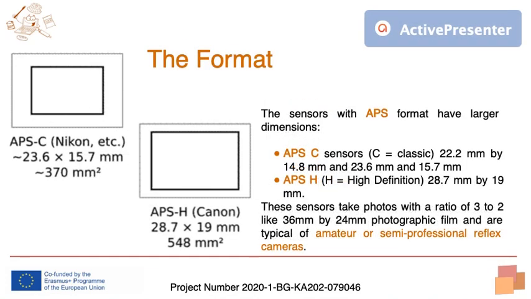The sensors with APS format, acronym for Advanced Photo System, have larger dimensions ranging between 22.2 mm by 14.8 mm and 23.6 mm by 15.7 mm for APS-C sensors, where C stands for Classic, and 28.7 mm by 19 mm for the sensor of class APS-H. H stands for High Definition. These sensors take photos with a ratio of 3:2 like 36 mm by 24 mm photographic film and are typical of amateur or semi-professional reflex cameras.